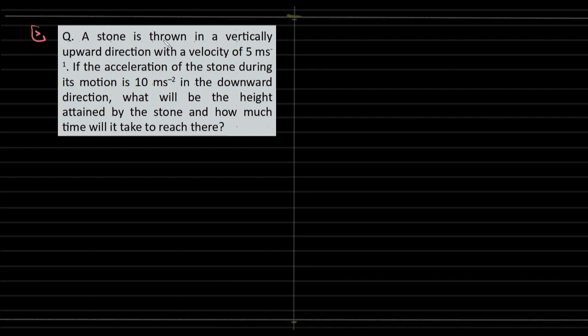A stone is thrown in a vertical upward direction with a velocity of 5 meters per second. So it is thrown up, straight up. If the acceleration of the stone during its motion is 10 meters per second square in the downward direction, what will be the height attained by the stone and how much time will it take to reach there?